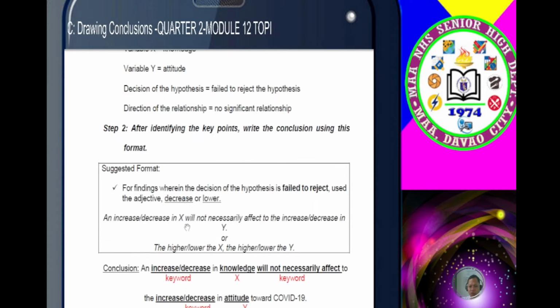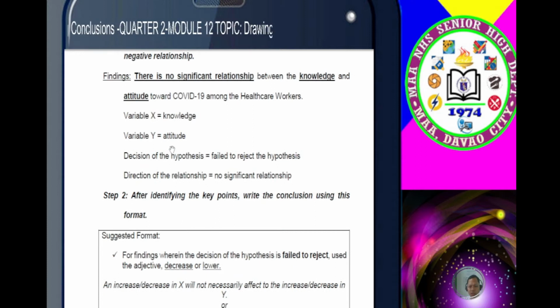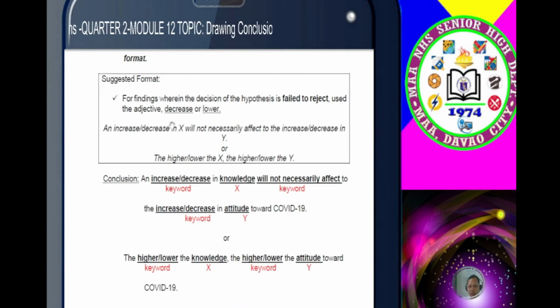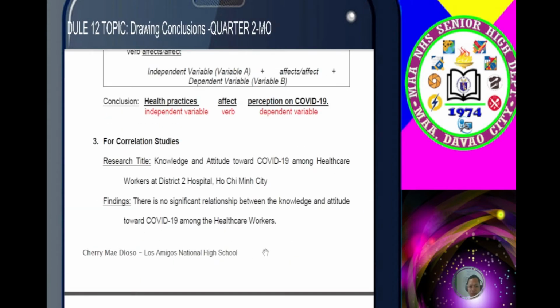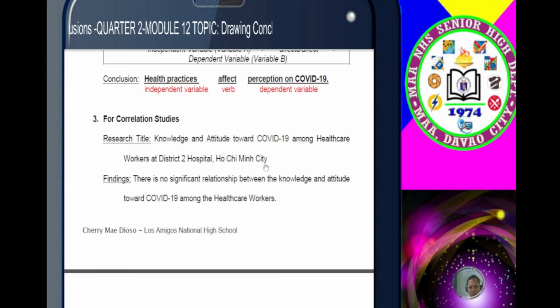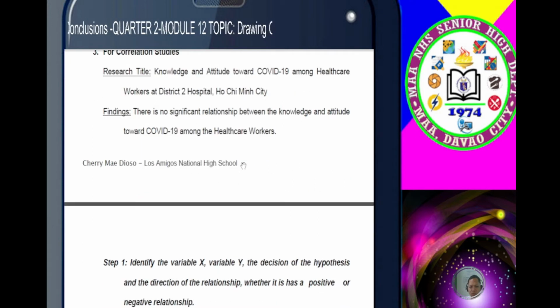Okay? So since our findings show there's no significant relationship, we can conclude that knowledge and attitude toward COVID-19 does not have a significant relationship among the health workers.